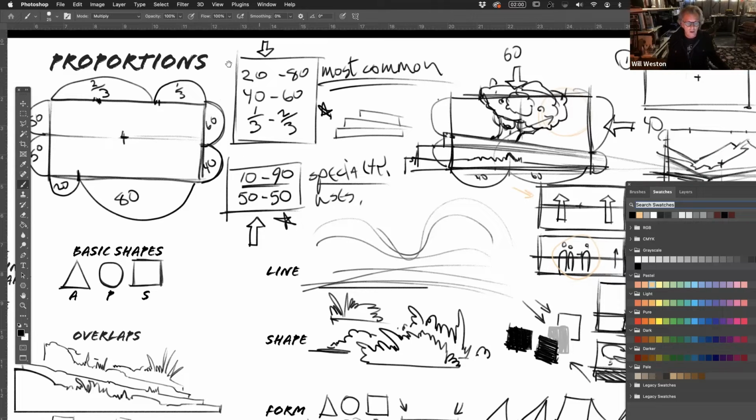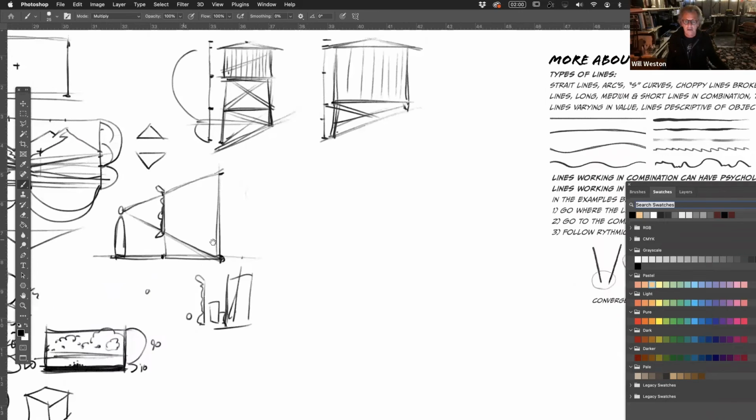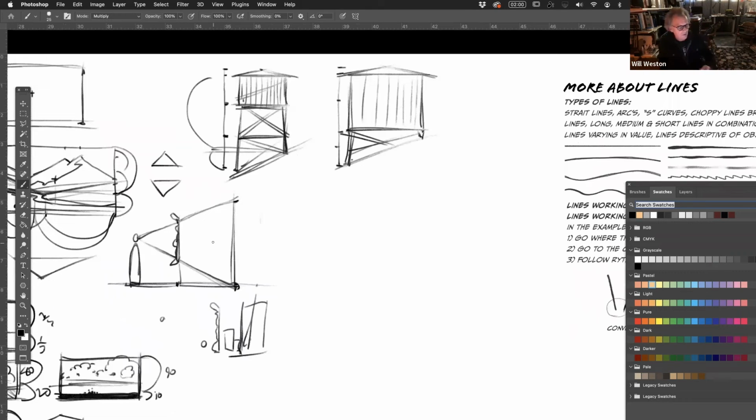So no matter what you're looking at, it's going to mainly be 20/80, 40/60, and 1/3, 2/3. And for specialty purposes, you'll go in there and use 10/90 and 50/50. And people think this isn't possible. And once they start doing it, they understand it is completely possible. What do you get? You get clarity. All right.